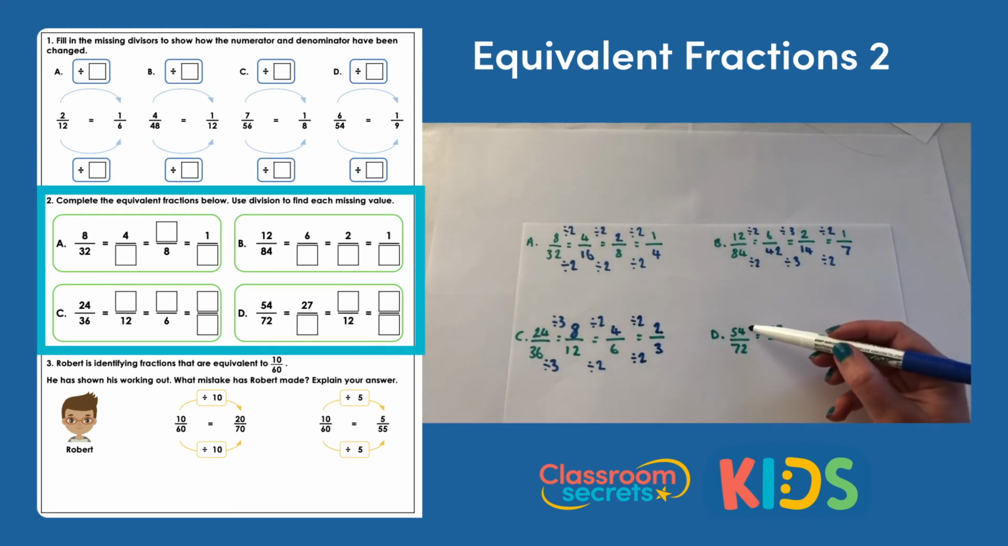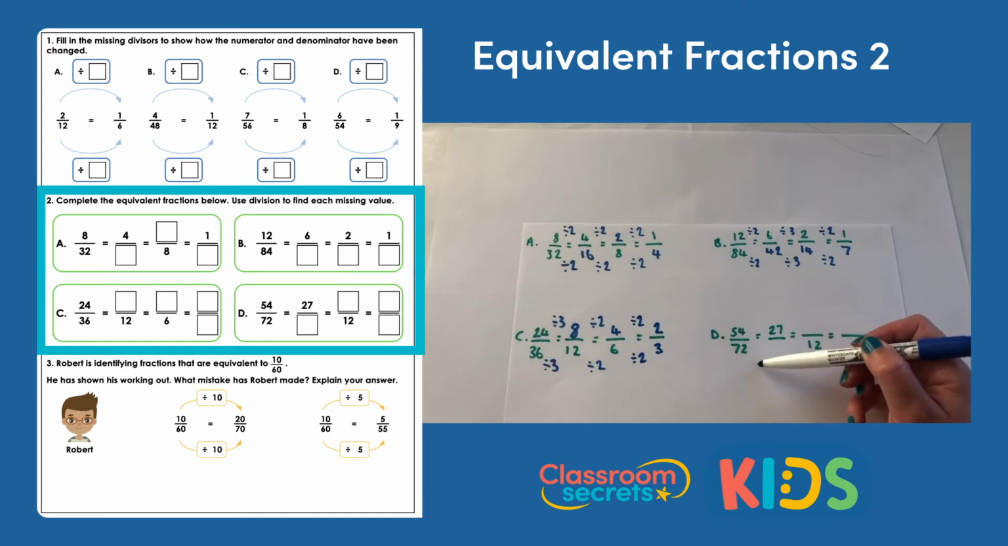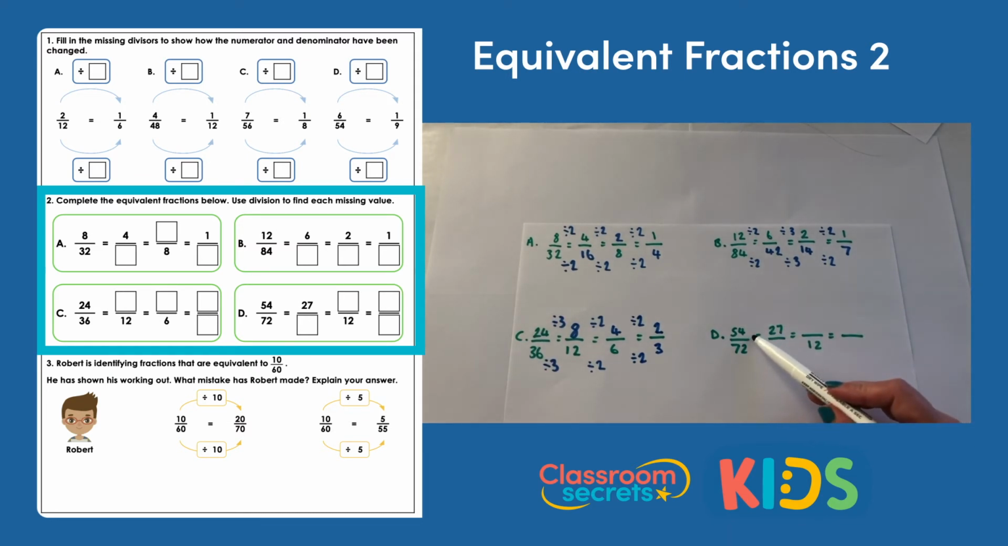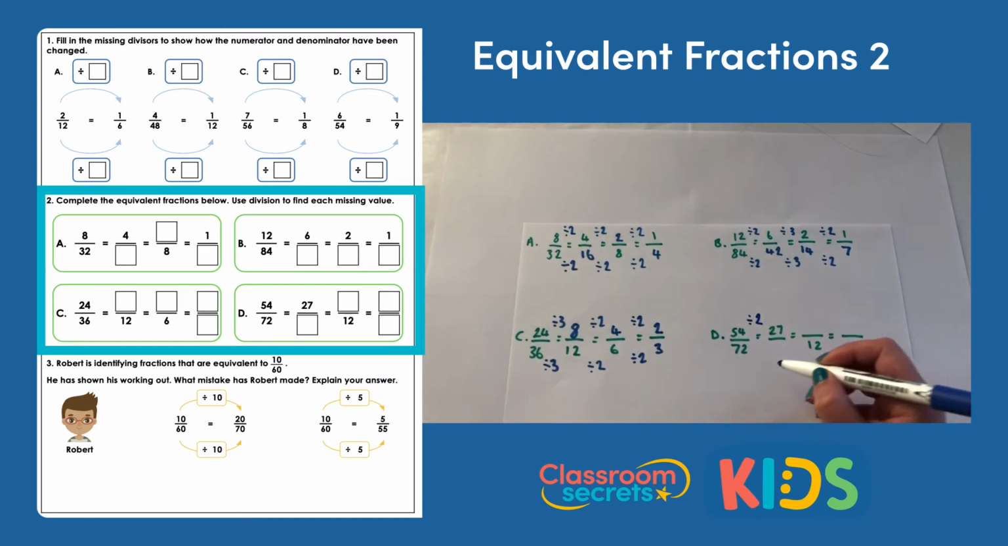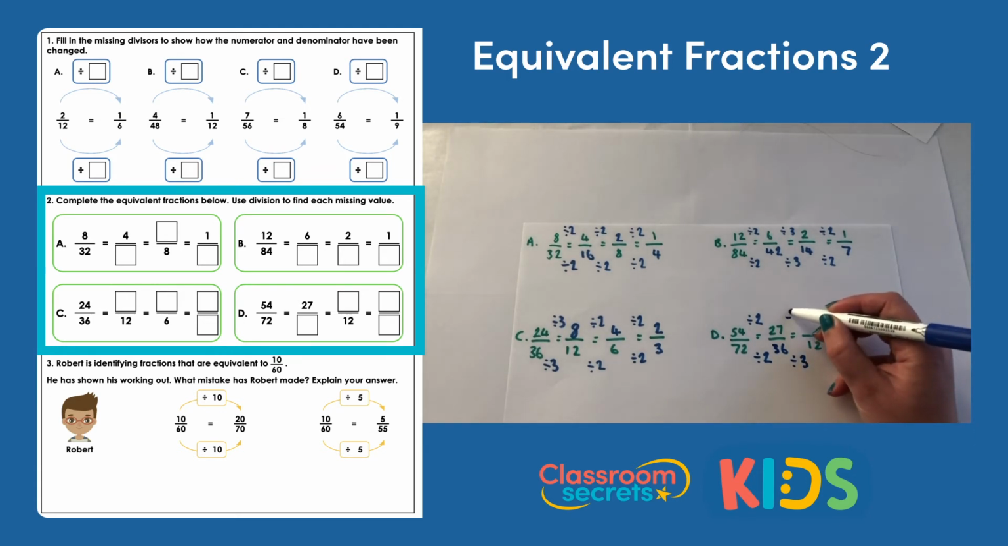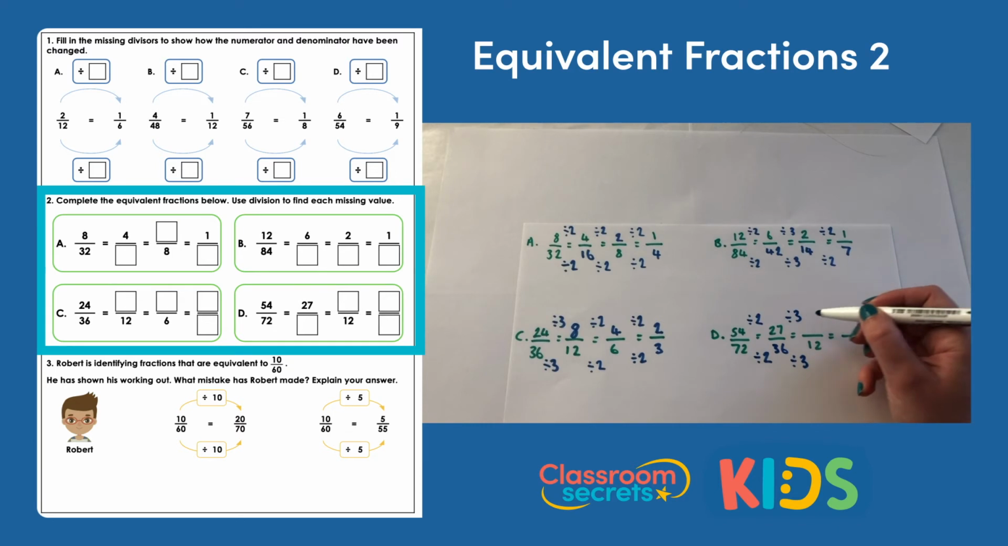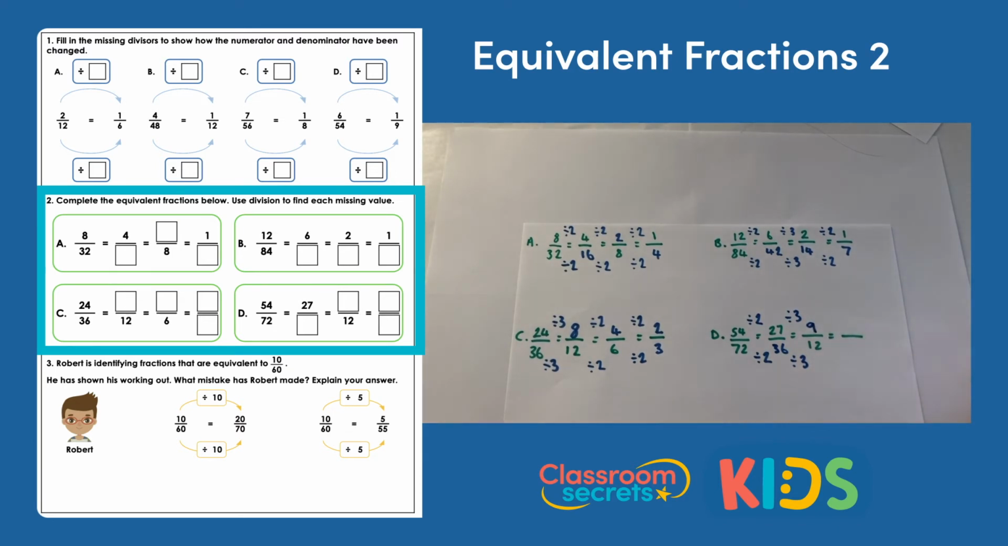D, we have 54/72. To get from 54 to 27, I know that's half, so that's been divided by 2. So we need to do the same with 72. 72 divided by 2 is 36. To get from 36 to 12, we could divide by 3, which means we divide 27 by 3. 27 divided by 3 is 9.